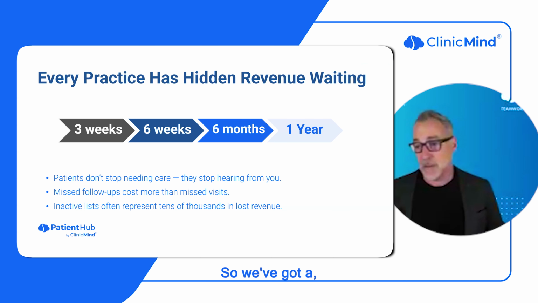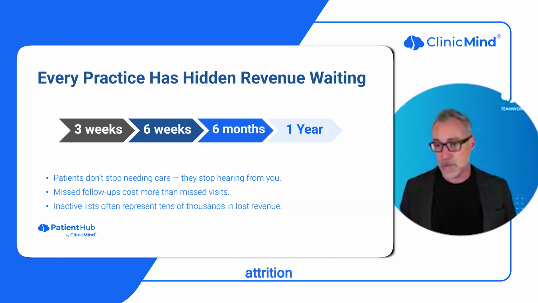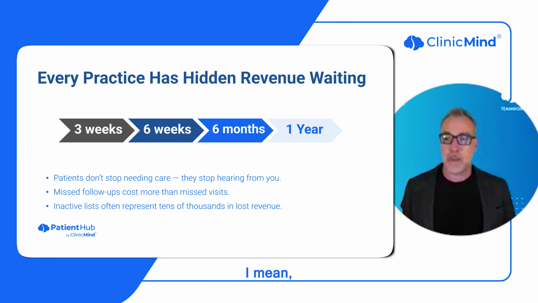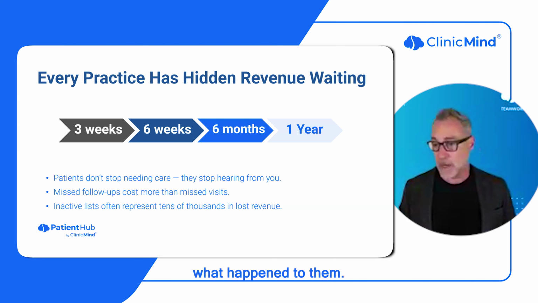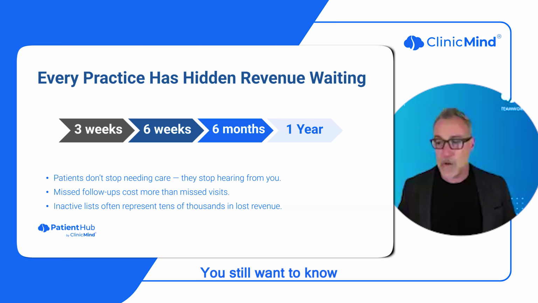So one thing to prevent attrition, or patients going inactive, is education. And everybody knows that, patient education. But patients don't stop because they don't like you. I mean, the large majority of patients weren't offended. And even if they were, you should still be reaching out to them to figure out what happened. And maybe it was a staff member who rubbed them the wrong way or something like that. You still want to know about that.